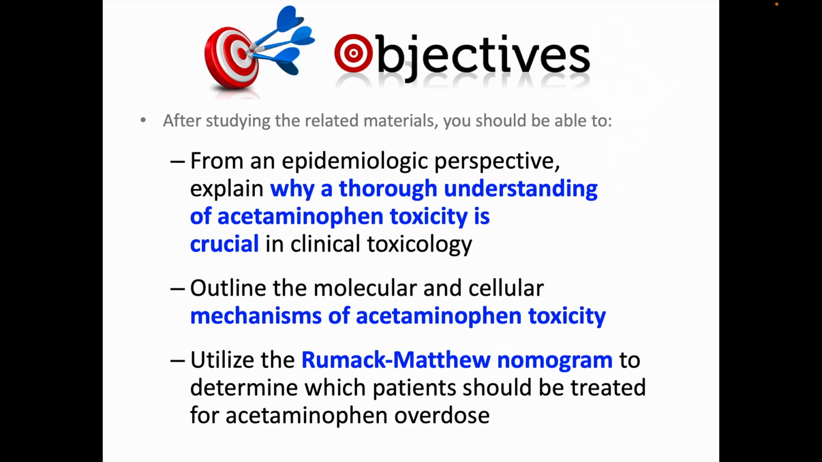The learning objectives for this topic are that when you finish studying the related materials, you should be able to explain why, from an epidemiologic perspective, it's important you have a thorough understanding of acetaminophen toxicity, outline the molecular and cellular mechanisms of acetaminophen toxicity, and be able to correctly utilize the Rumack-Matthew nomogram to determine which patients with acetaminophen overdose need treatment. And while this video will start the discussion of how acetaminophen toxicity is treated, primarily with N-acetylcysteine, there's going to be a separate video that focuses on how that antidote works and on dosing regimens.